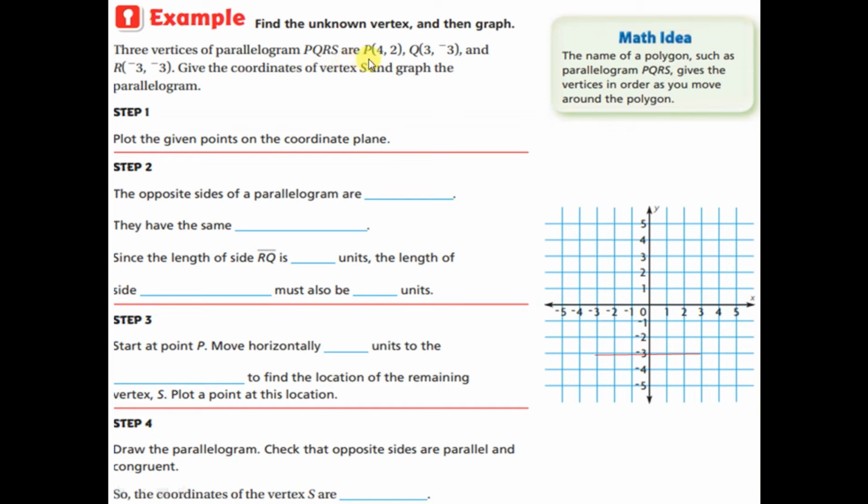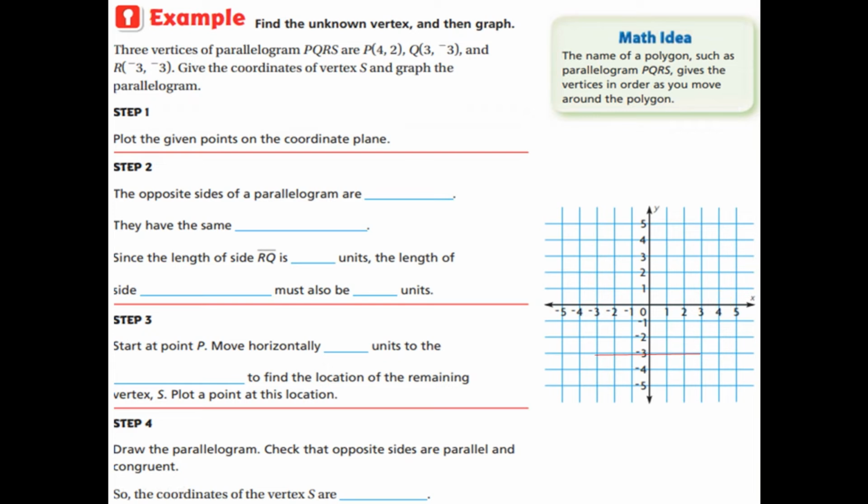So let's put the points first and let's see. First point P, 4, 2. So we start from the origin as usual. Go to the right or to the left. If it's positive, we go to the right. If it's negative, we go to the left. So we go to the right 4. Then we go up or down. If it's positive, we go up.